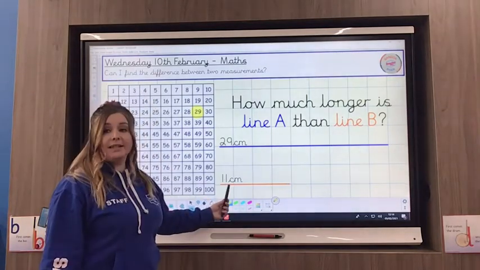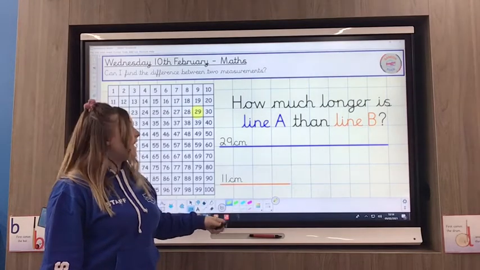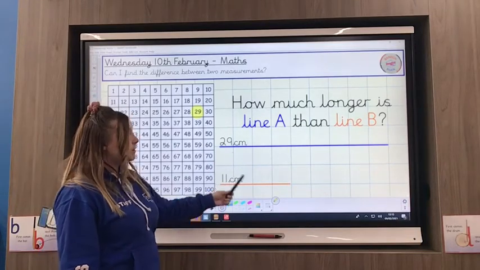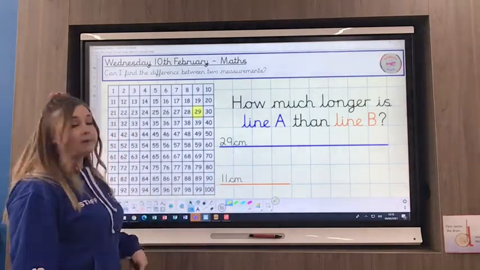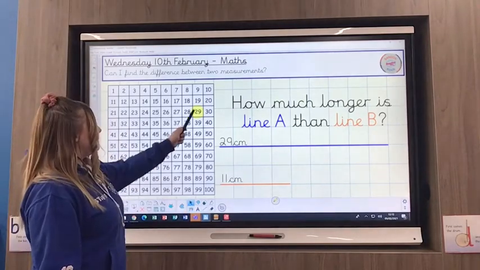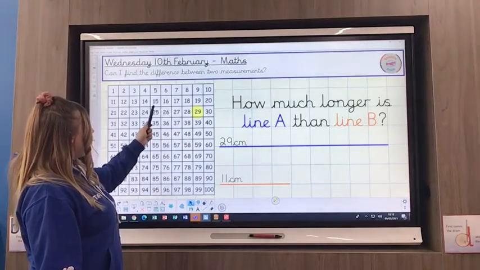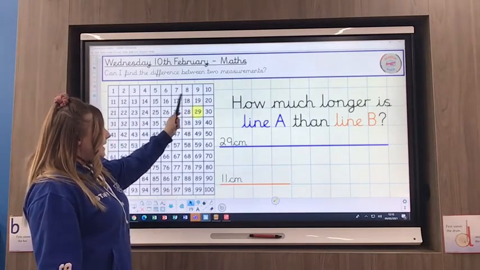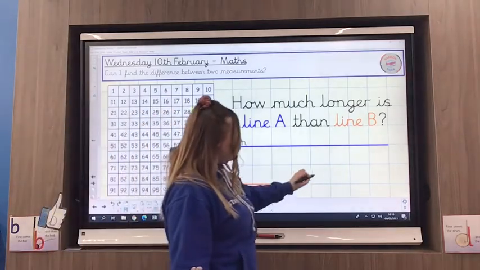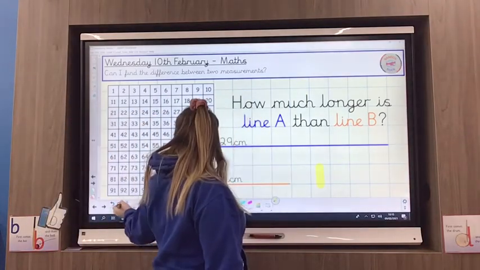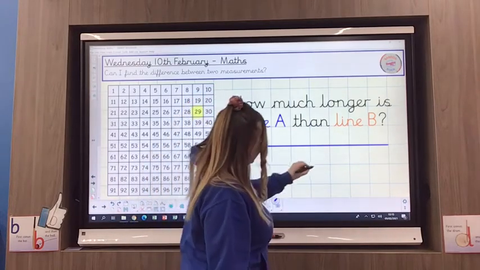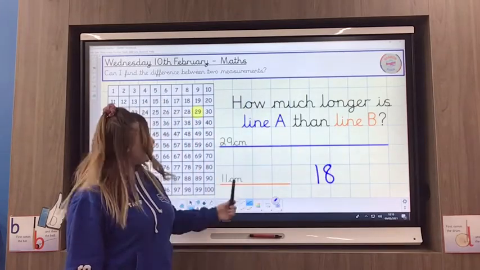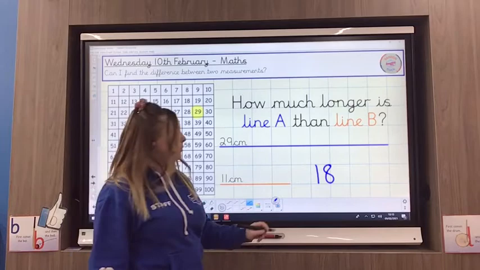And then I've now got to take away 11 because I've had my biggest amount. Now I've got to take away 11 to find the difference between these two. So I'm going to count back 11 spaces. 1, 2, 3, 4, 5, 6, 7, 8, 9, 10, 11. So the difference, year 4, is 18, and it's not just 18, it's got to be 18 centimetres because that's our unit of measure.